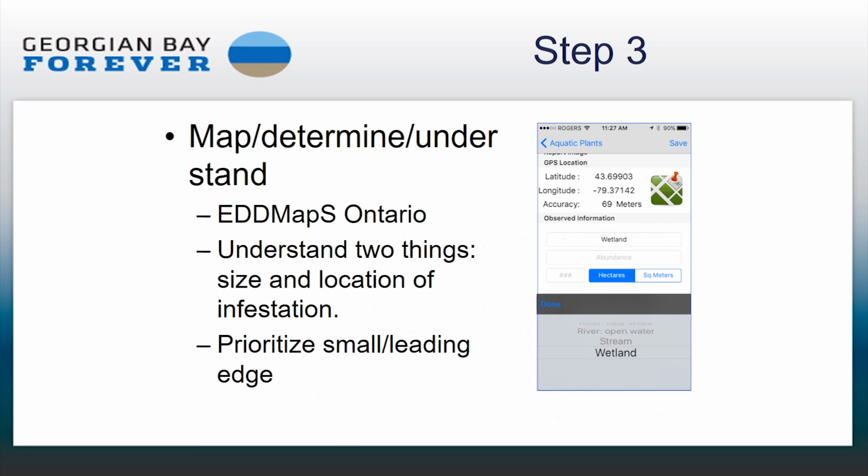So step 3 is mapping, and this is a really important part of the piece. We recommend using this tool called EDDMapS Ontario, which the Ontario Ministry of Natural Resources has supported, because they're really interested in understanding where the leading edge of invasive Phragmites is, for example, as well as a lot of other invasives.